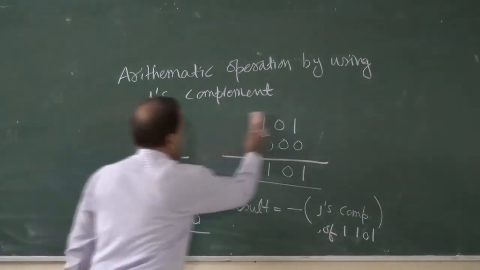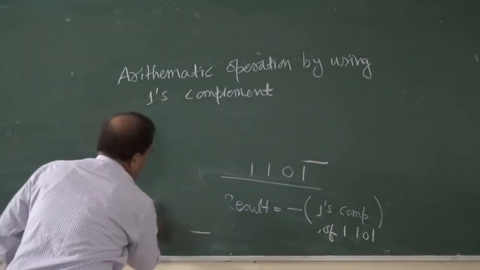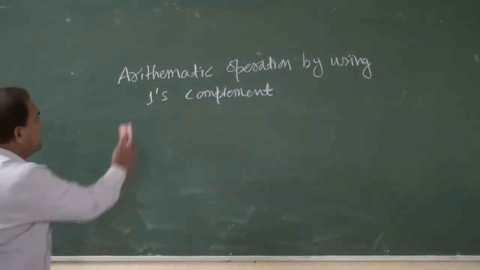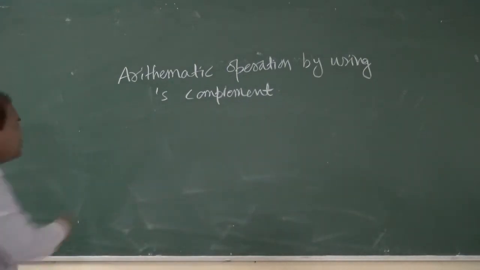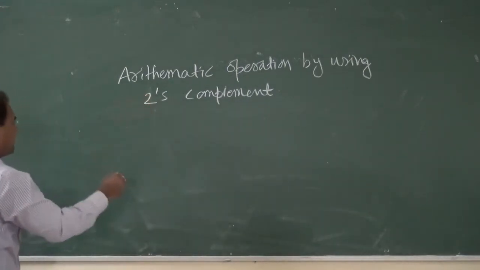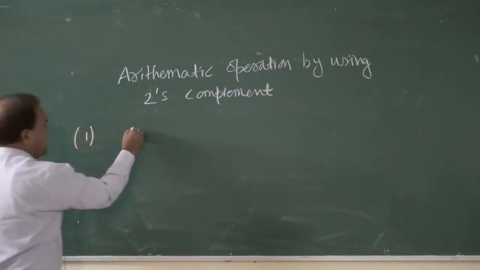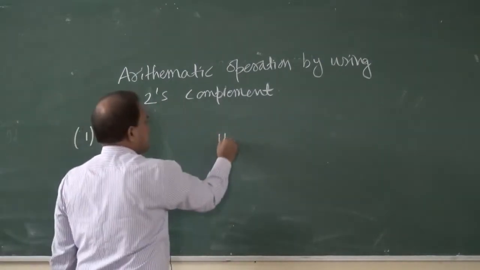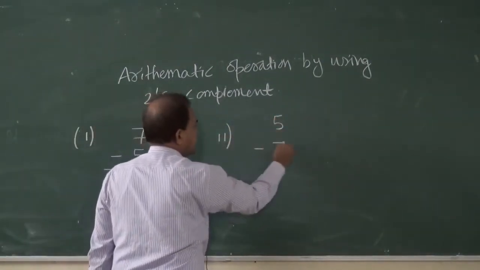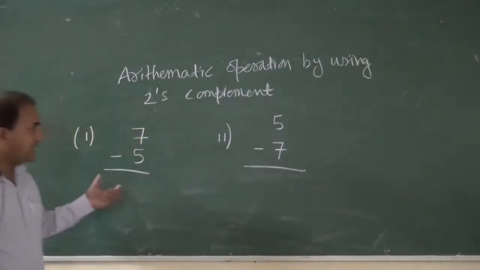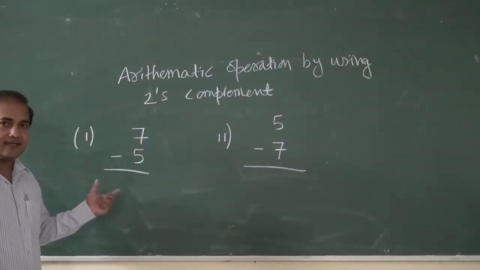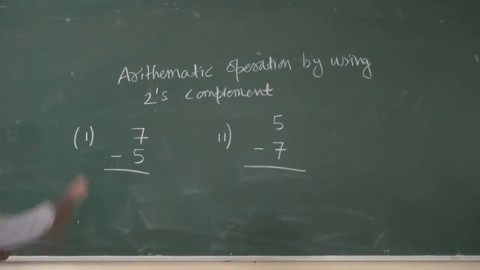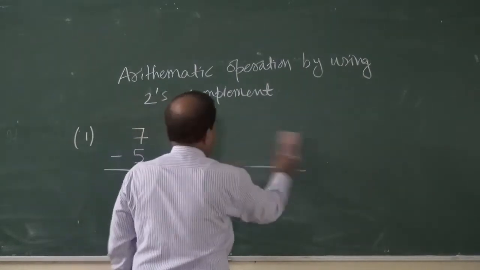Similarly, we have to see how you can perform arithmetic operation by using 2's complement. So, same example I am taking: 7 minus 5 is the first case and the second case is 5 minus 7. You will see that in one case carry is generated and in the other case carry is not generated. Okay. So first case you have to see 7 minus 5.